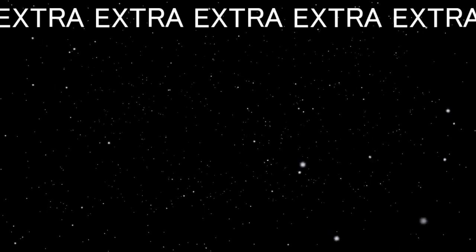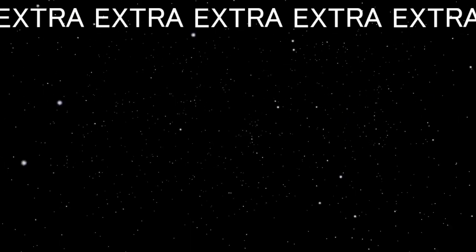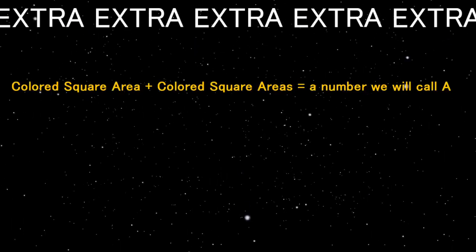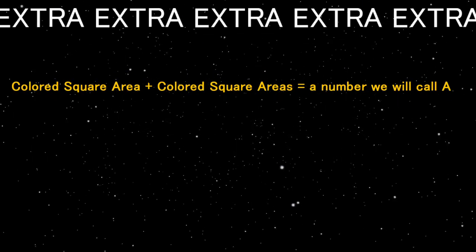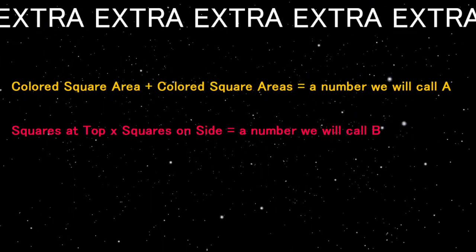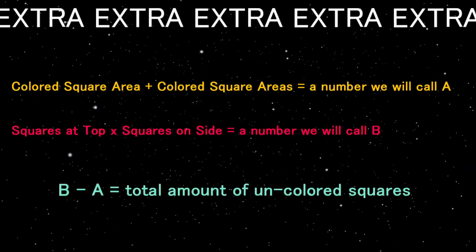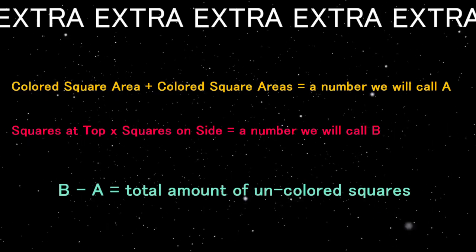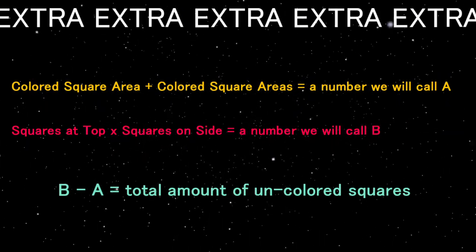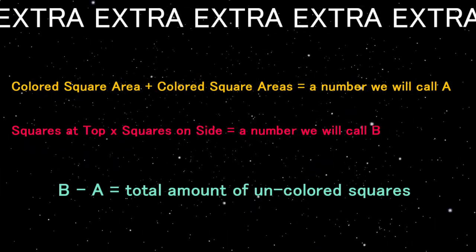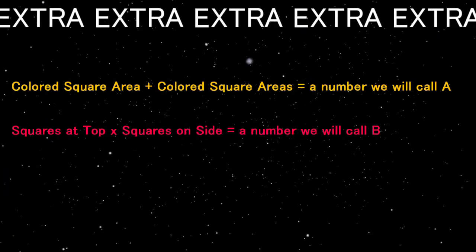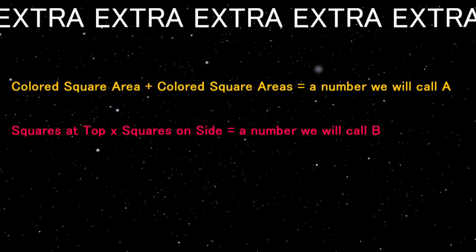Once you have finished your wonderful artwork, I would like it if you found the area of all the colored parts and added them together. Then count the squares at the top of the graph paper and multiply it by the squares along the left or right side of the graph paper. This will give you the area of your paper in squares. Subtract the first number of colored squares from the area of your paper. This is just to see how much of the paper you ended up using.